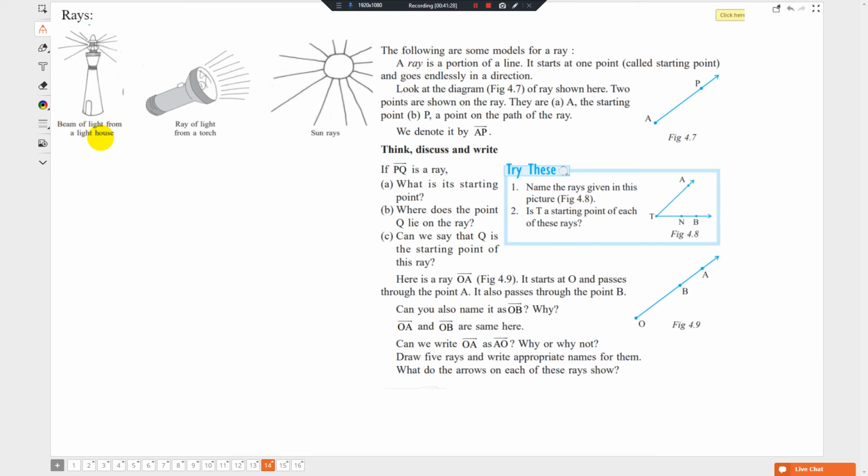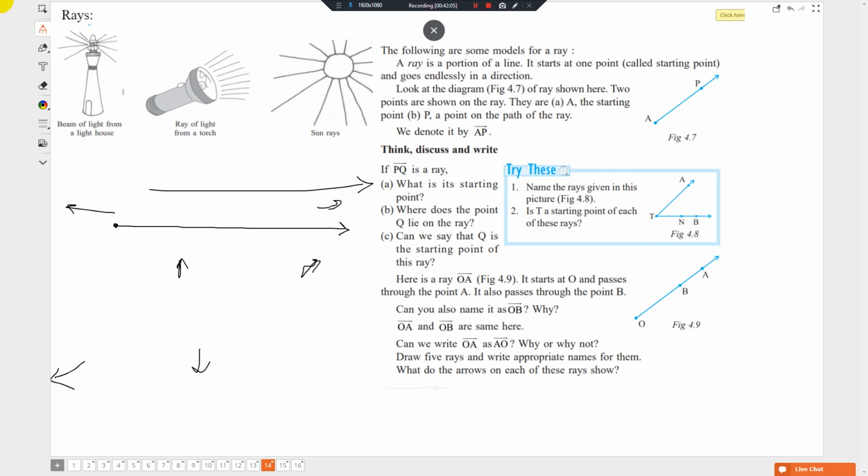See the beam of light from the house, rays of light from the torch, sun rays. These are rays. Rays means it starts from a point and extends in only one direction, infinitely. It extends in one direction only, which is this side or this side, up or down. So these rays have only one starting point, but they don't have an ending point. They go on extending infinitely.